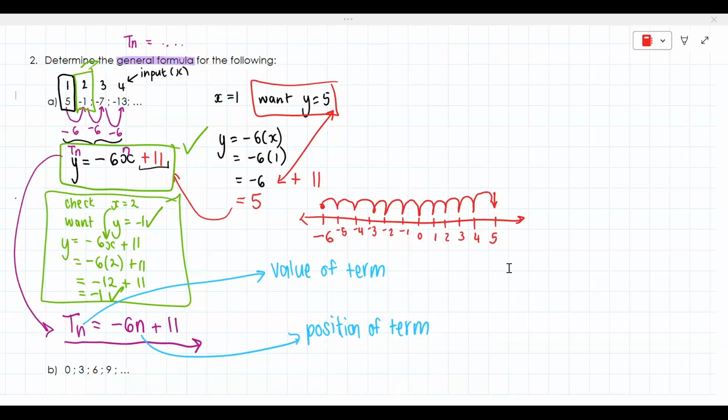X in the equation, what it stands for, I've just explained that to you. X stands for the position, Y stands for the value of the term. If you don't remember that, you need to go back and have a look at the video.